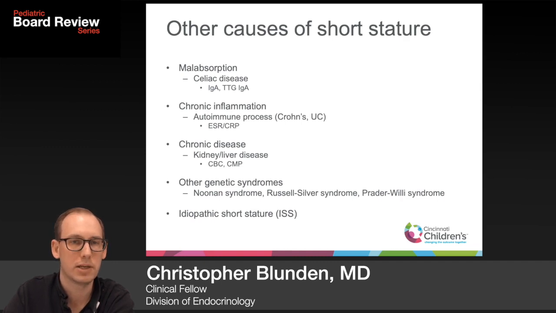And then finally, to round out any evaluation of short stature that we didn't cover here, malabsorption caused by potentially celiac disease should be evaluated and ruled out. Chronic inflammation should be ruled out potentially with an ESR or CRP. Chronic disease, so kidney and liver disease, we can evaluate with a CBC and CMP, could be considered. Genetic syndromes like Noonan syndrome, Russell-Silver syndrome, Prader-Willi syndrome may also cause short stature. And then if we don't find a cause, the diagnosis of exclusion, we would consider a child with short stature and no cause to be ISS or idiopathic short stature.